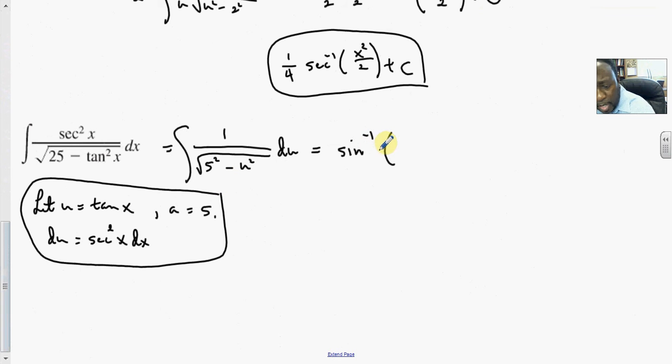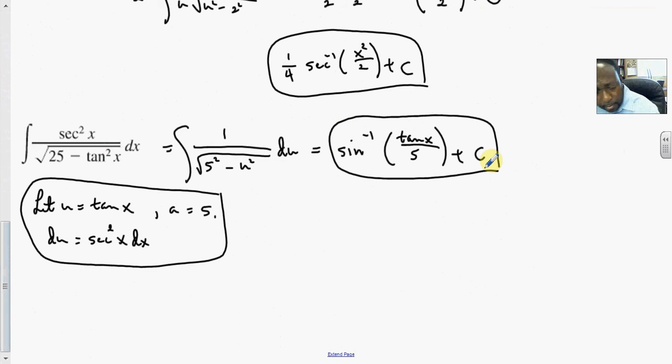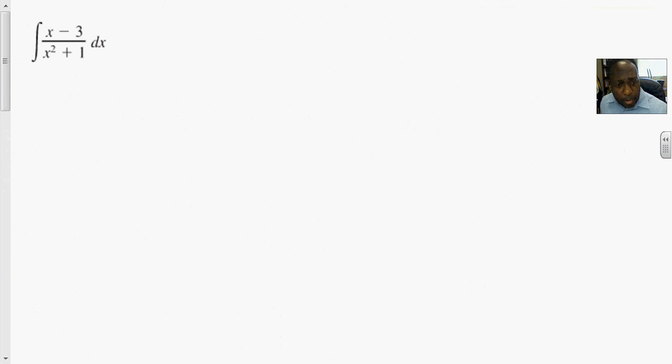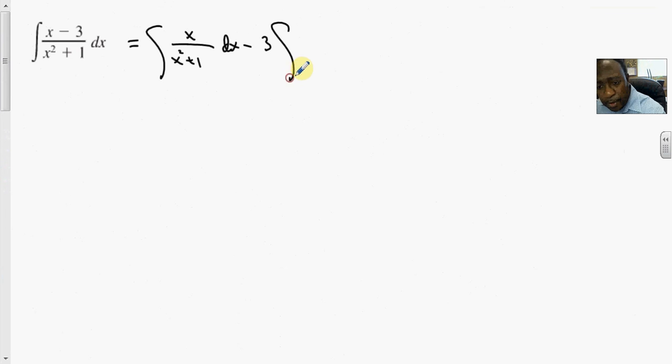So here this is sine inverse of u, which is tangent x divided by a, which is 5, plus our constant. Let's look here. Simplify this by writing this integral into two integrals. So this is the integral of x over x squared plus 1 dx minus 3 times the integral of 1 over x squared plus 1 dx.